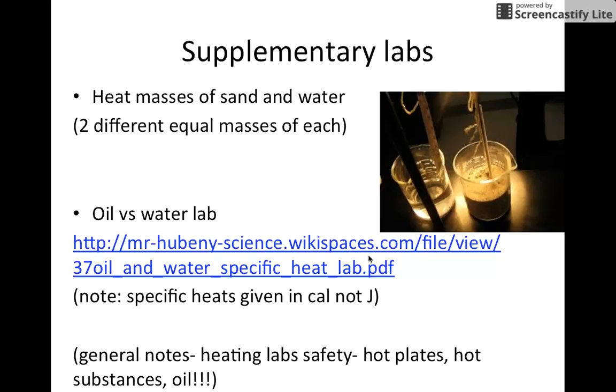And another one, there's a link here to an oil versus water lab. This actually isn't my original lab. I can't find it online anymore, but it's linked to my website here, so you could get it. It's a pretty good lab where they compare heating oil versus water.